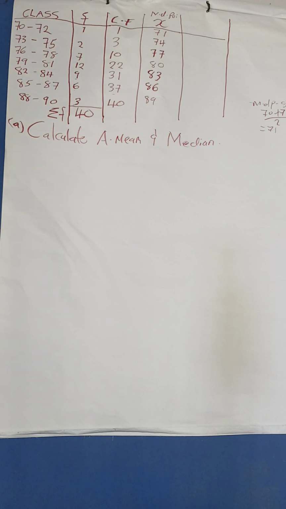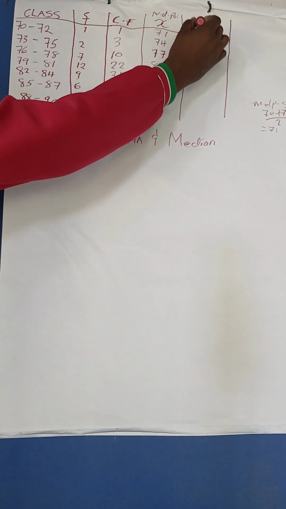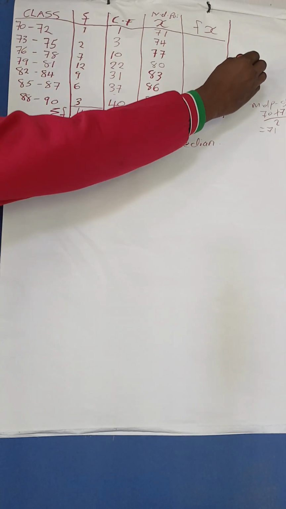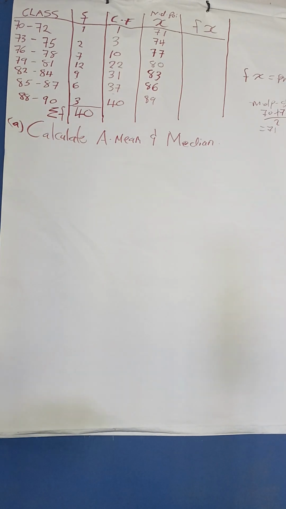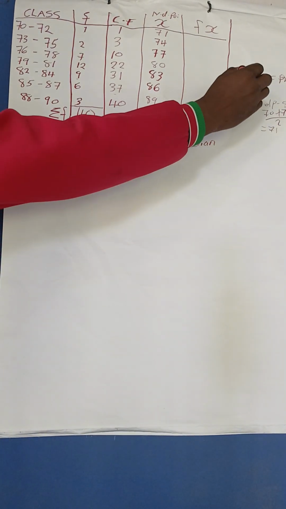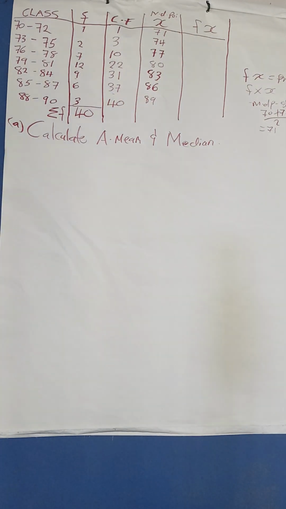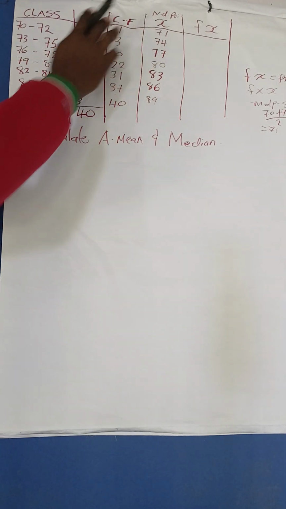So let's proceed. What is the next column now? The next column is what we call fx. When I say fx, I mean the product. You are going to multiply f by x. That is, frequency multiplied by the midpoint. For the frequency of 1, you multiply by 71. That is what we mean.